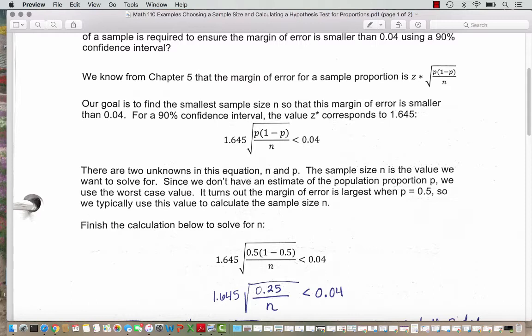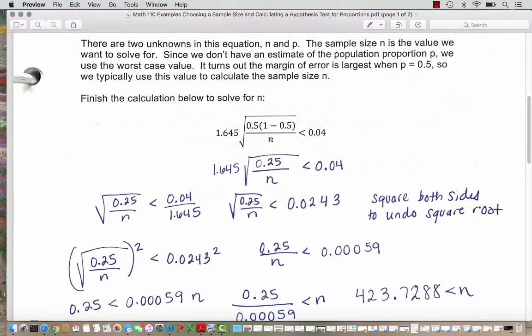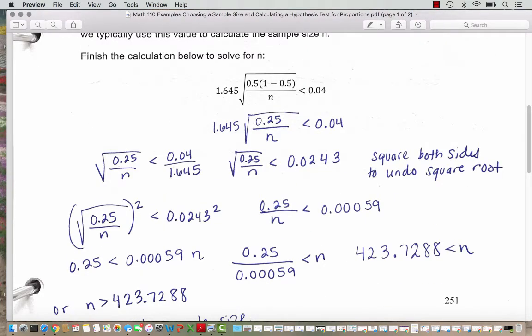Since we don't have an estimate of the population proportion p, we are going to use the worst case value. It turns out that the margin of error is largest when p equals 0.5. So we typically use this value to calculate the sample size n. I've started off our calculation by putting in 0.5 for the proportion. We're always going to use that when calculating the sample size because it's the worst case scenario. Then we're just going to work backwards through this inequality to solve for n.